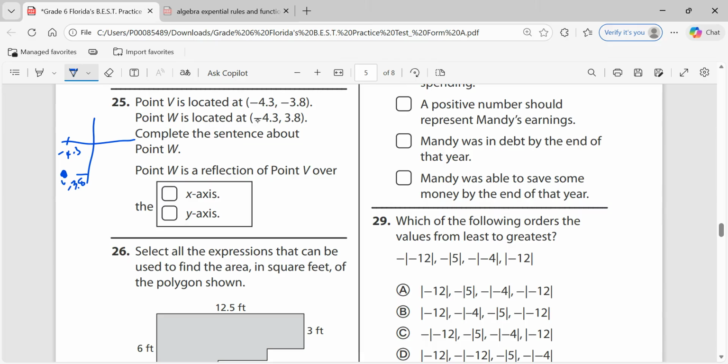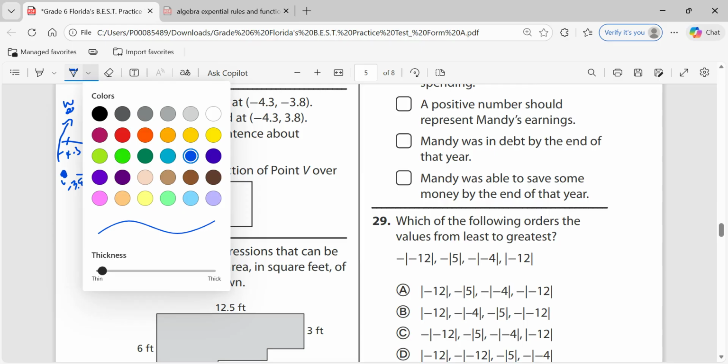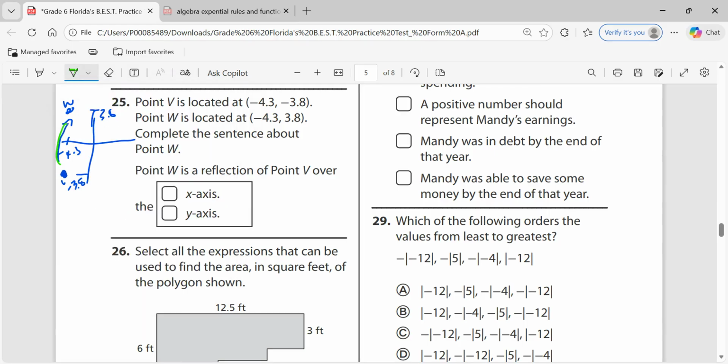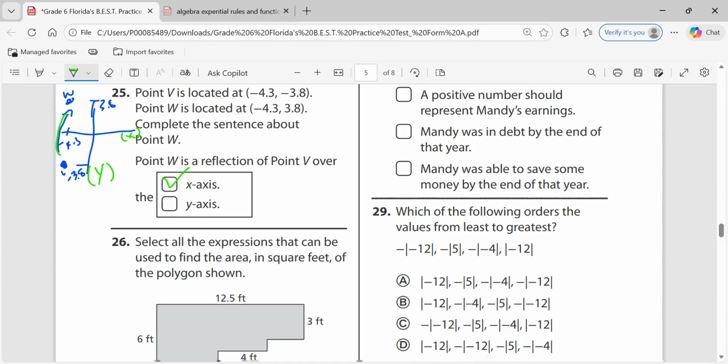Point W is located at still negative 4.3, but now on the other side at positive 3.8. So this is point W. Well, what happened? To get from V all the way over to W, it would have been reflected over your x-axis, because that's your x and this is your y. So it would be reflective over your x-axis. The answer is that one.